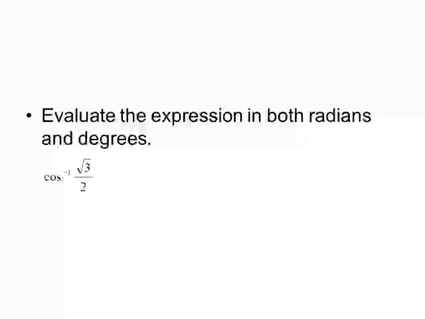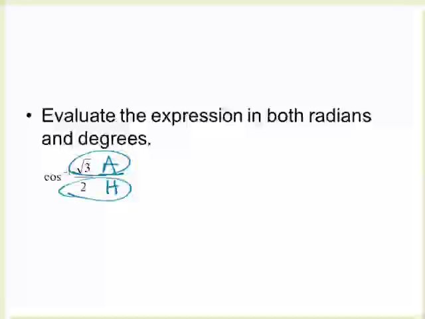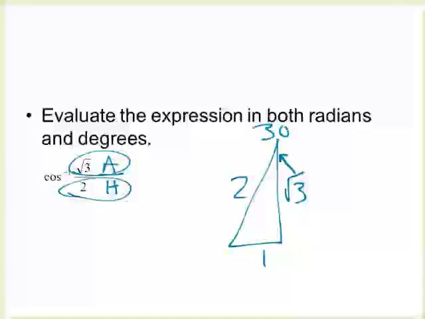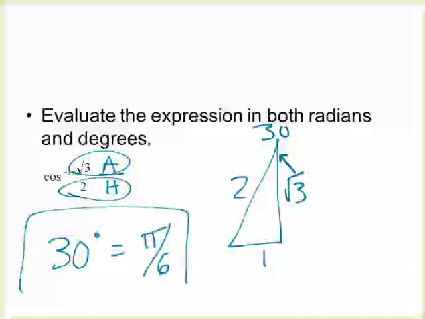SOHCAHTOA for cosine. What's SOHCAHTOA for cosine? Adjacent over hypotenuse. So I'm going to be next to a square root of 3 with a hypotenuse of 2. So which triangle are we talking about? 30, 60, 90. So clearly having these memorized will be helpful to you. Hypotenuse of 2, and I want to be adjacent to the square root of 3. Adjacent means right next to. So what angle is right next to that square root of 3? The 30. Which we said goes into 180 6 times. That's really it.